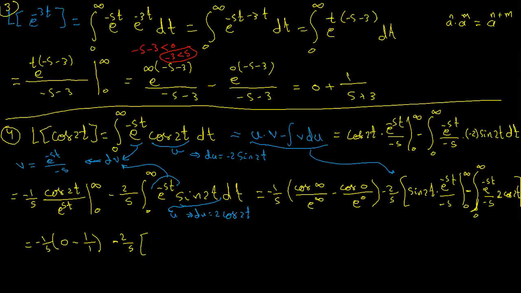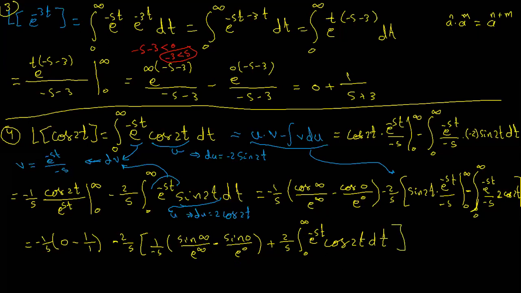So open a bracket here. First of all, I have 1 over -s. It is sine 2t. It is sine infinity divided e to the infinity minus sine 0 divided e to the 0. Any question here? Minus, here notice you have minus and minus, so it will be plus. Take 2 and s as a common factor, not common factor, constant. Integral from 0 to infinity, e to the -st, cosine 2t dt.